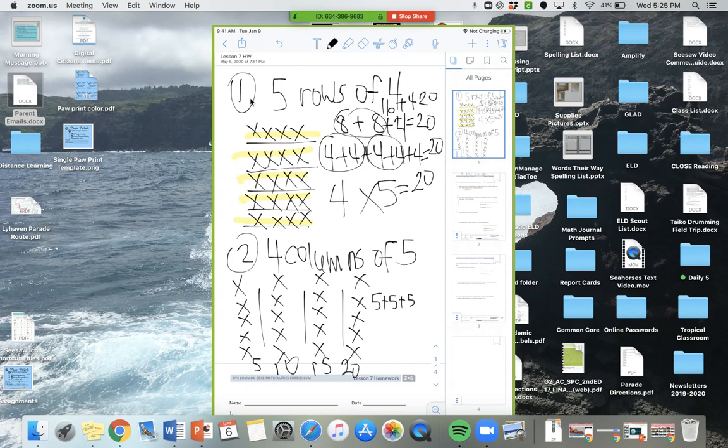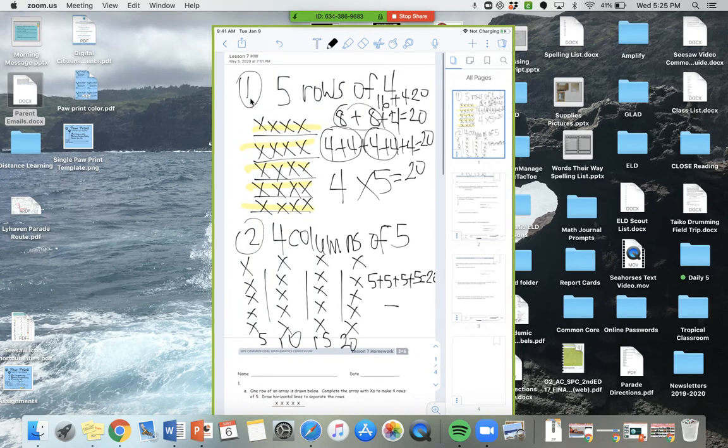5 plus 5 plus 5 plus 5. Think about how many times I said the number 5. So it's 20. Let's write it down here. 20. So it is the number 5 times 4, because it's 4 times, which equals 20.